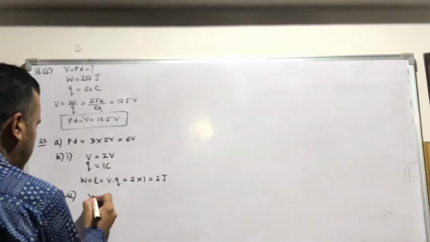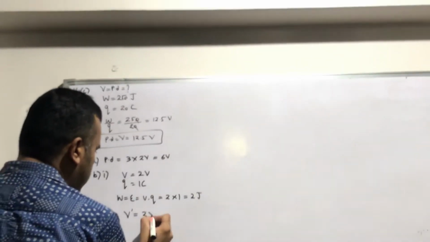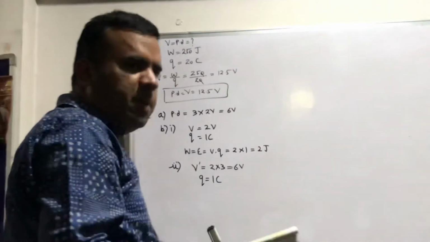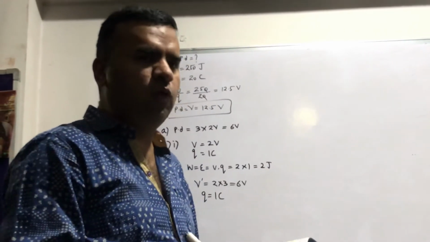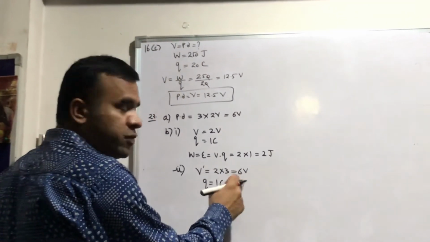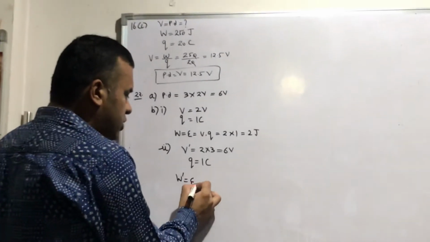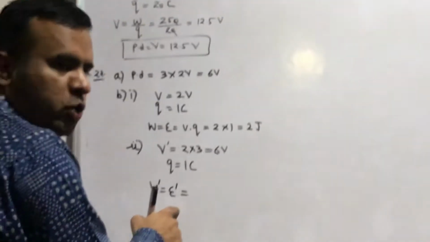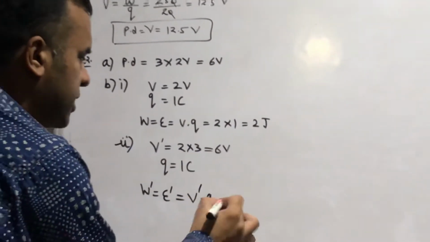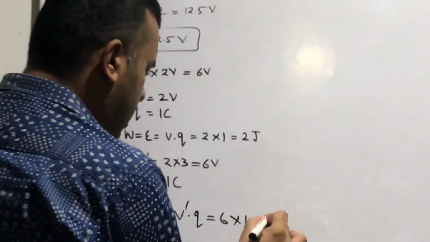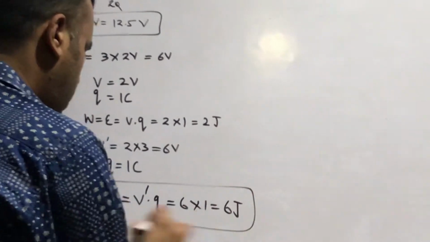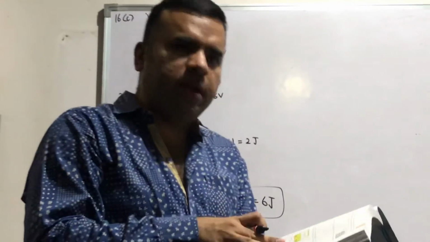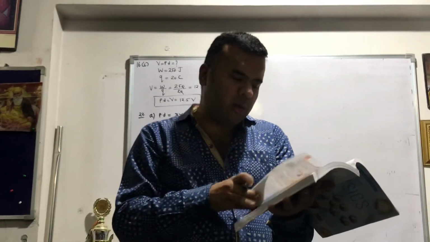Whereas in the second part, voltage is 2 into 3, 6 volt, but charge is the same, 1 coulomb. In the second part, they are using 3 cells of 2 volt each, so the voltage would be 6 volt. In this case, W dash or new work done, E dash, new energy, would be equal to V dash into Q. That is 6 into 1, answer is 6 joules. So the new work done is 6 joules. Am I clear? Okay. Now coming back to the next exercise, which is based on V is equal to W by Q. Page number 11.